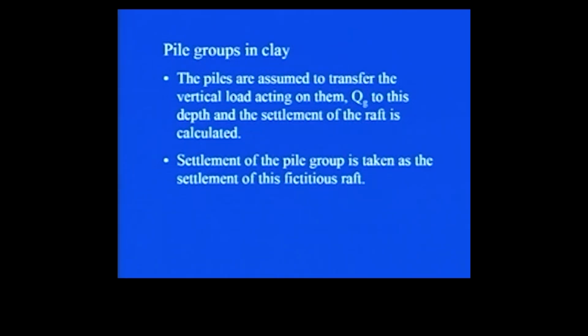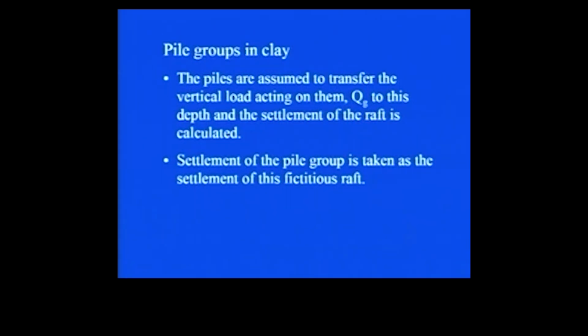So, let us say we forget that there is any pile. We replace the pile and raft system by an equivalent raft which is placed at some arbitrary depth inside the soil, and there we simply assume it to be a simple raft. Then, whatever is the area below that raft which is contributing to the settlement, we get the settlement as per the things that we have already followed in the shallow foundation chapter. The settlement of the pile group is taken as the settlement of this fictitious raft.